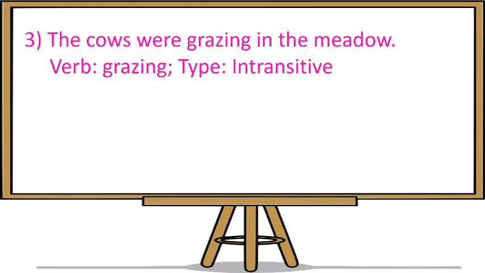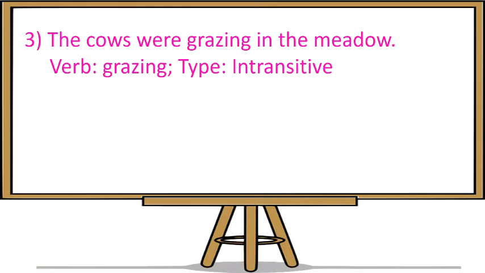Dear children, the easiest way is to find out your verb and then ask yourself, do you get the answer of what or whom? No, we don't get it. In the meadow gives us the answer of where. If I ask you, where were the cows grazing? The cows were grazing in the meadow. So that means I am getting the answer of the question where. So that is why it is intransitive. To become transitive, it should give us the answer of the question what or whom.